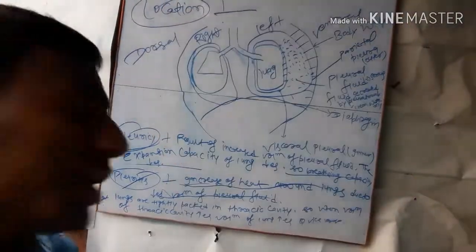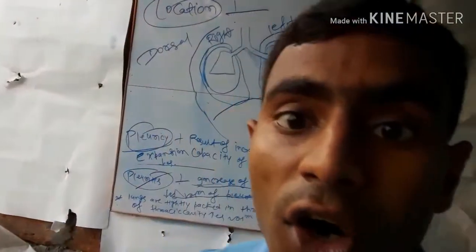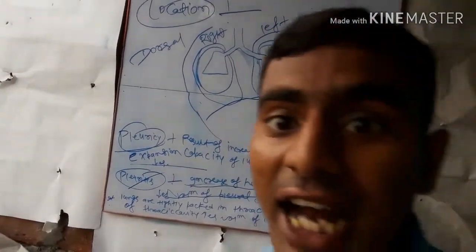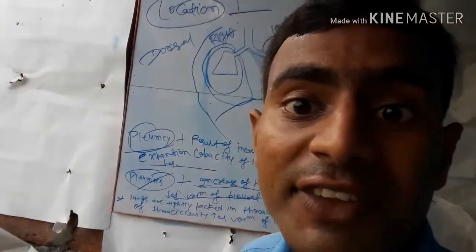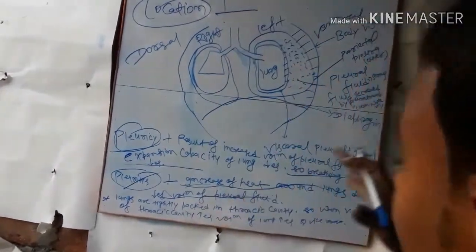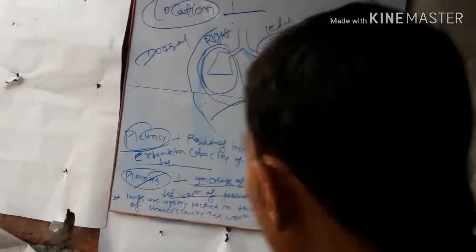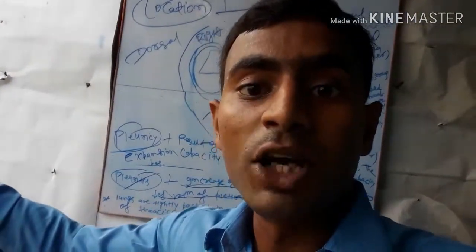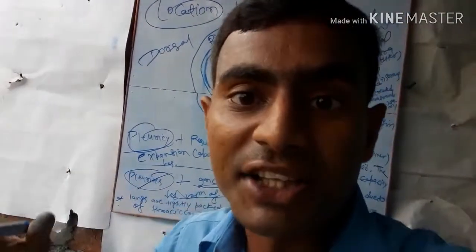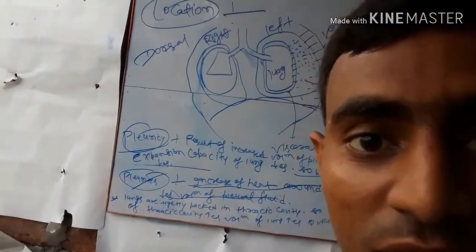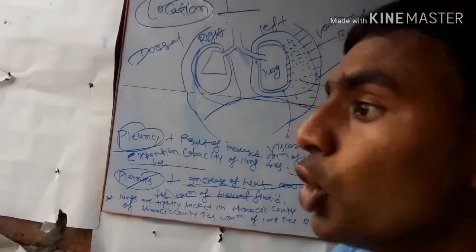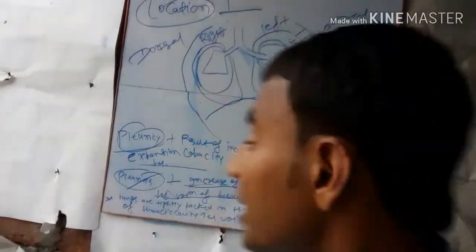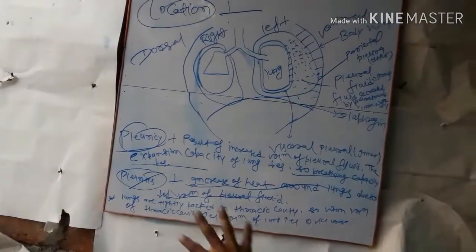Okay. Location. What is the location of the lungs? Lungs are tightly packed in the thoracic cavity. So when the volume of the thoracic cavity increases, the volume of the lungs increases, and vice versa. This means when the thoracic cavity decreases, the volume of the lungs decreases. Okay, this is the main point.